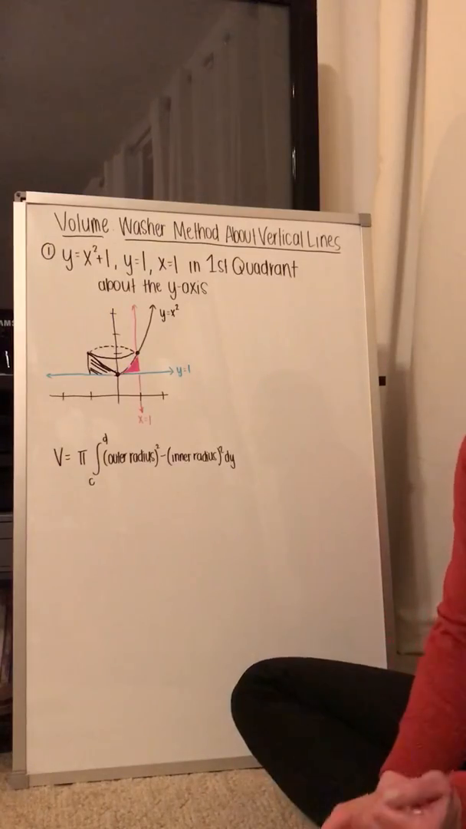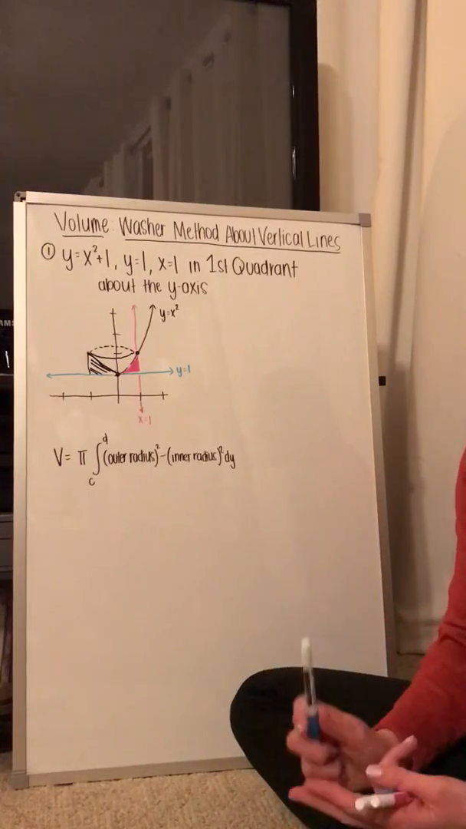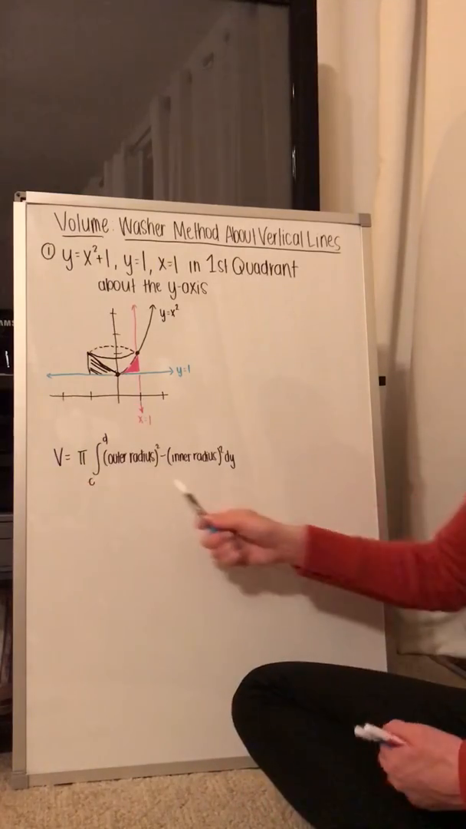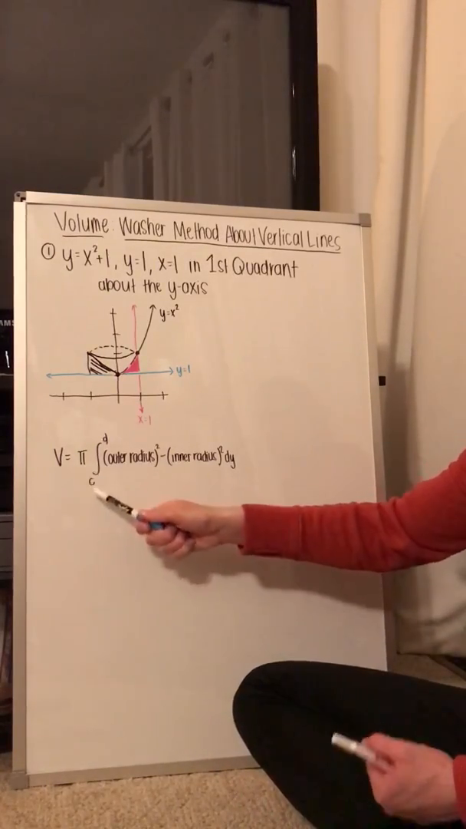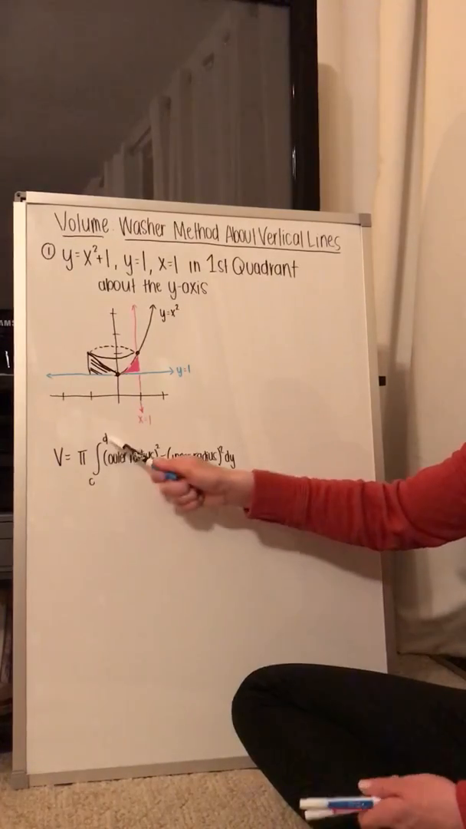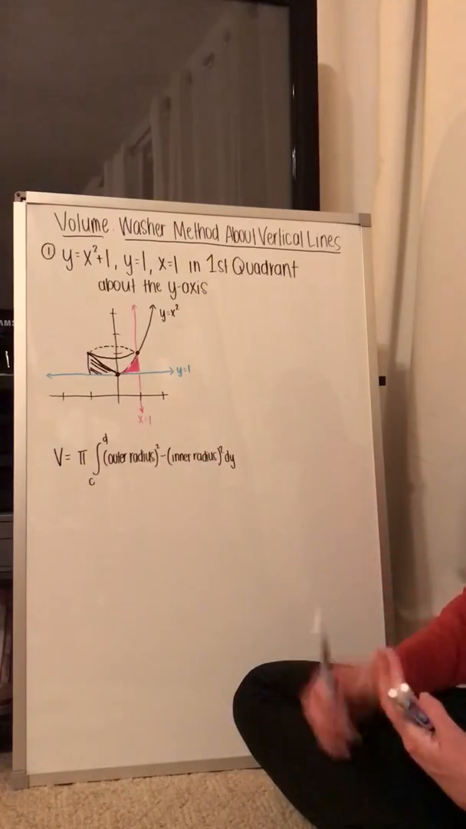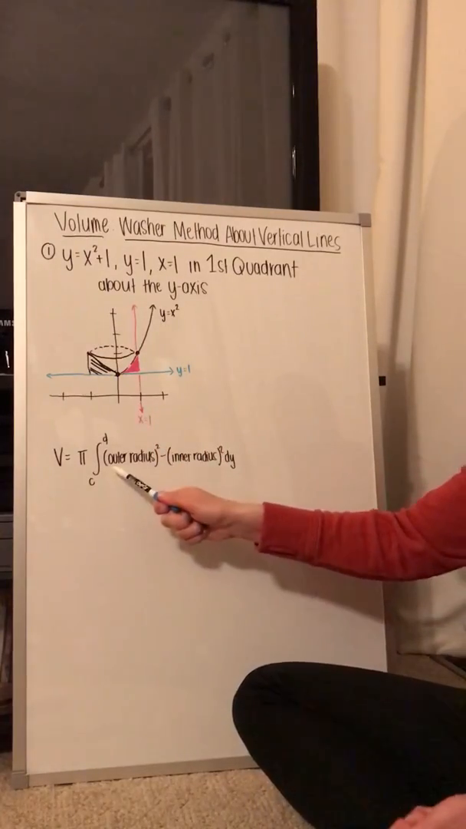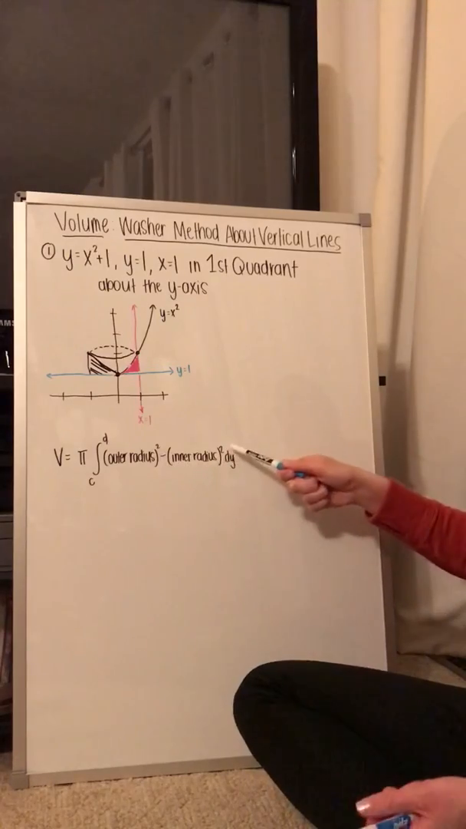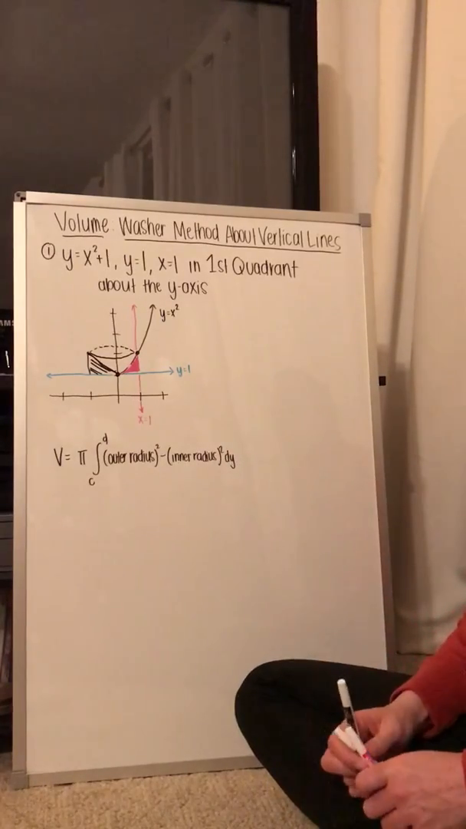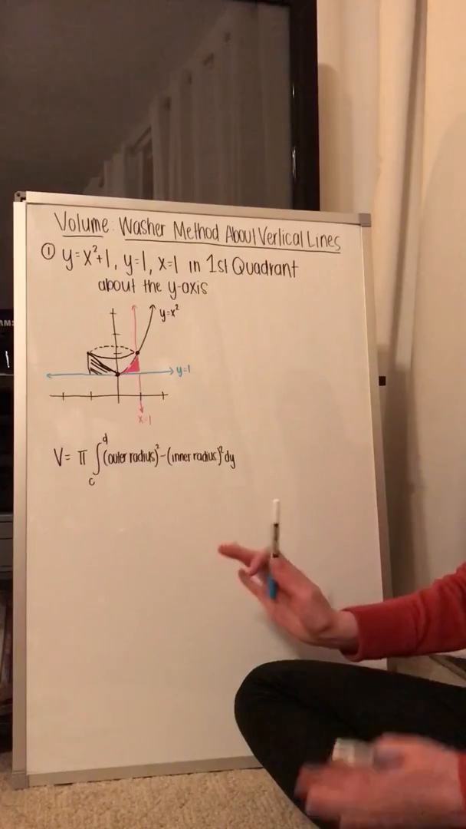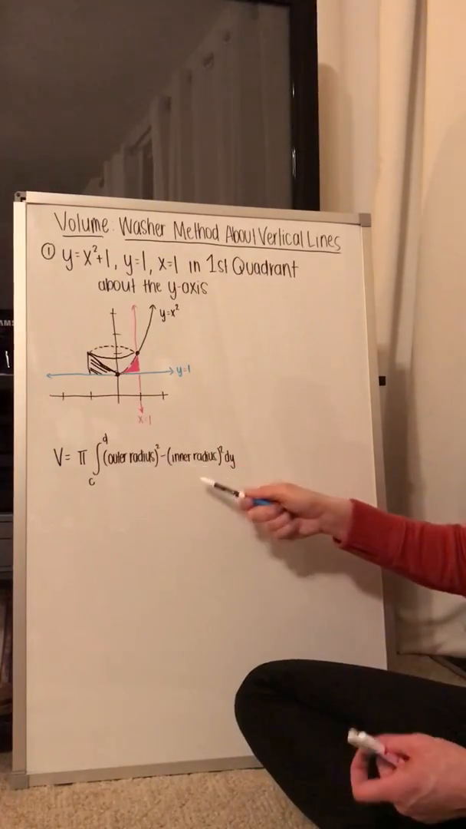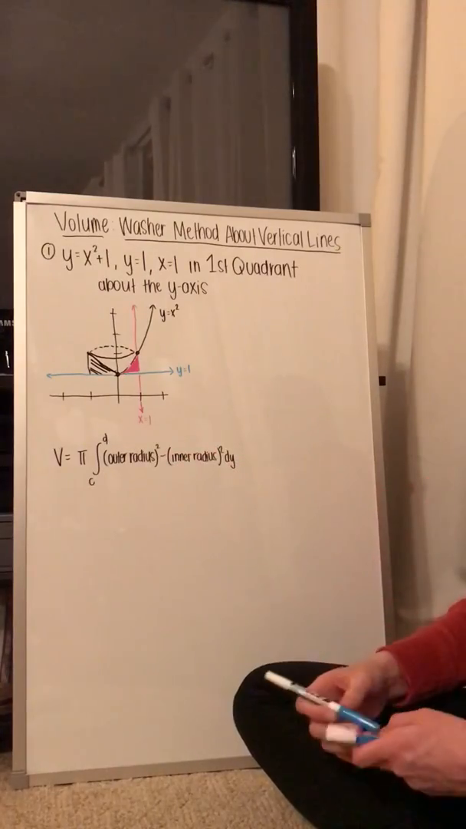We talked about the washer method when we were rotating about the x-axis and other horizontal lines. We used a formula that looks pretty similar to this. Volume is equal to pi times the integral. Before we were using a to b because we were talking in terms of x's. Now if we're rotating about a vertical line, we're going to be talking about y's. So we take our outer radius squared minus our inner radius squared, multiplied by dy. We have a couple things to talk about in terms of this shape: mainly the outer radius and the inner radius, and then we'll talk about the limits of integration as well.